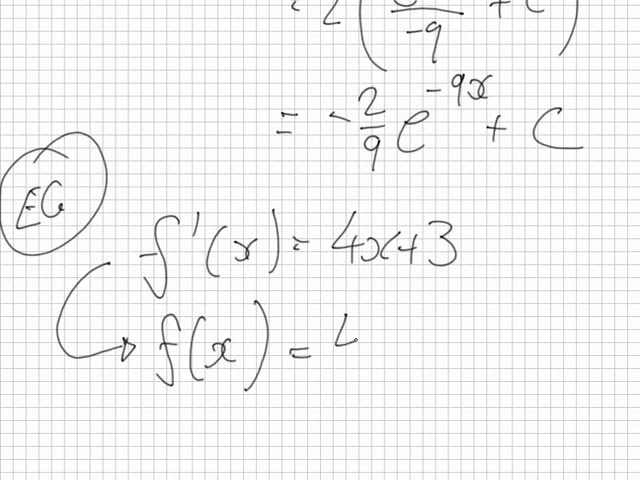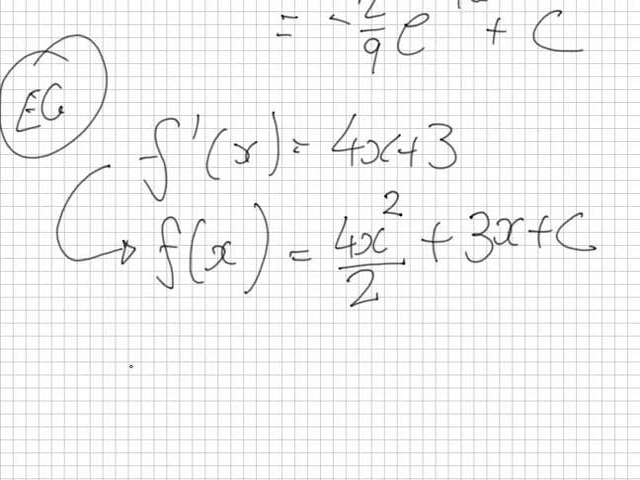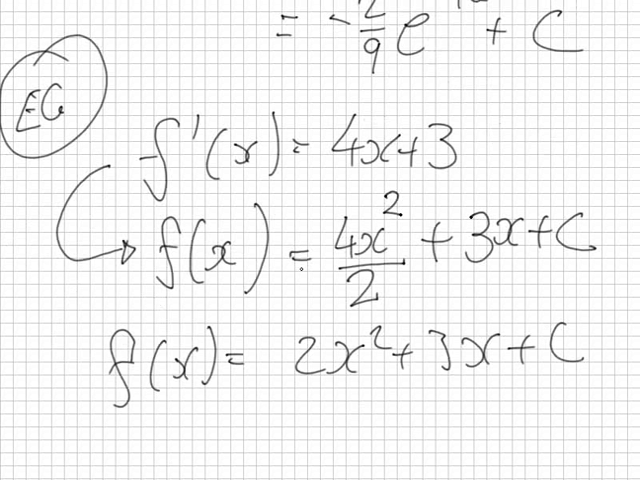So let's just do this in our head. That would be 4x squared, power 2, over 2. It's this here, plus c. And 3x, yep, plus c. So this is 2x squared plus 3x plus c. But you can find the c in this question because, yes?